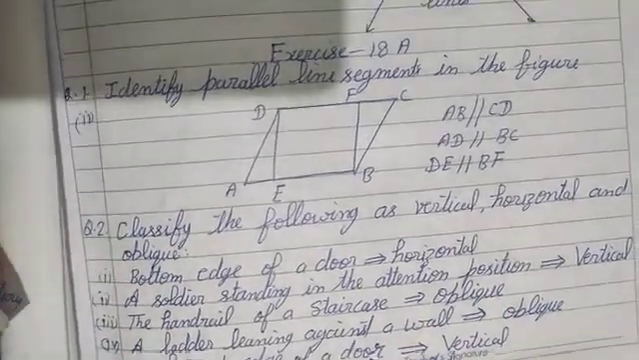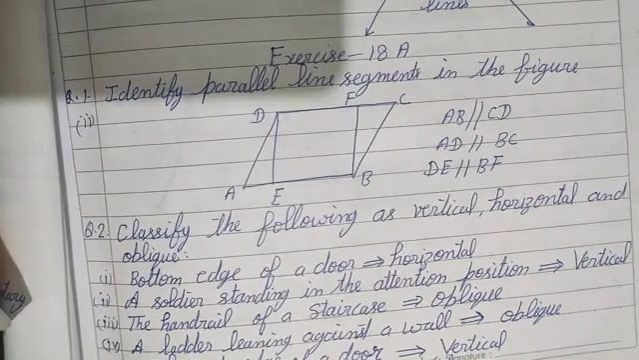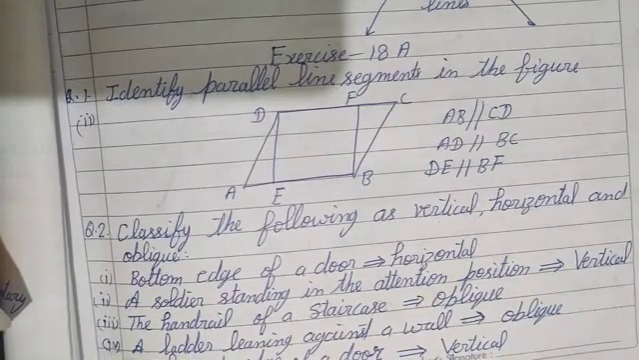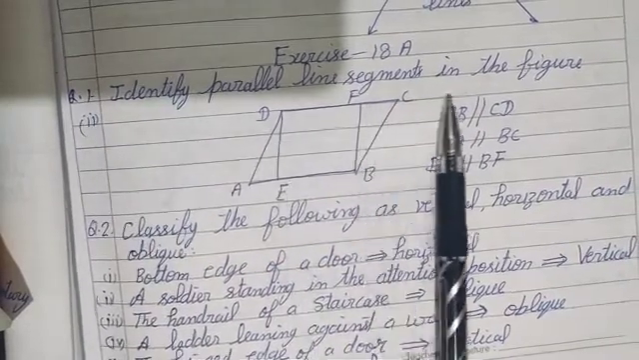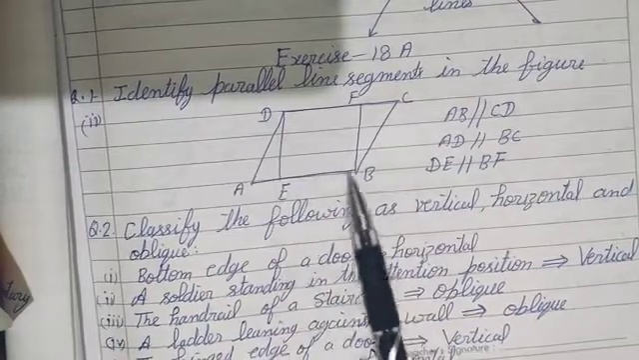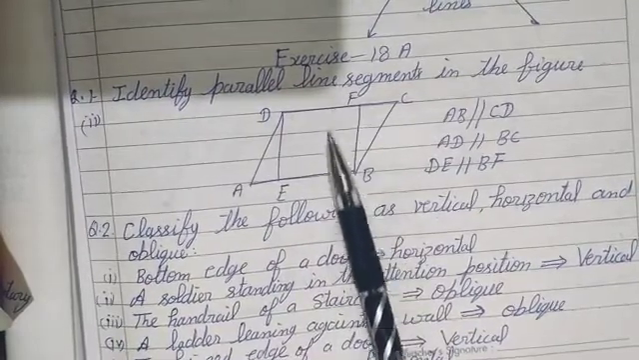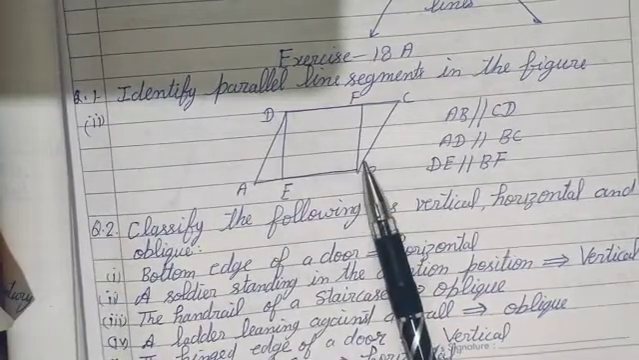Exercise 18A. As we have completed two questions in the class, I am solving one question for you, question number 1, second part. Identify parallel line segments in the given figure. You can clearly see here that these two lines are parallel because they are at equal distance from each other and they are not intersecting each other at any point after extending them.